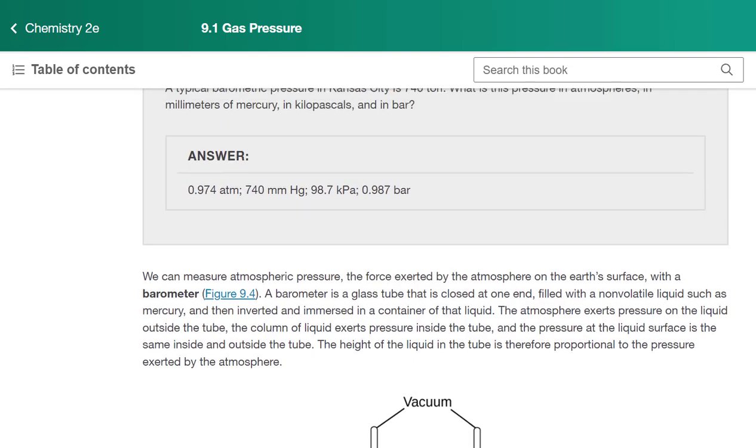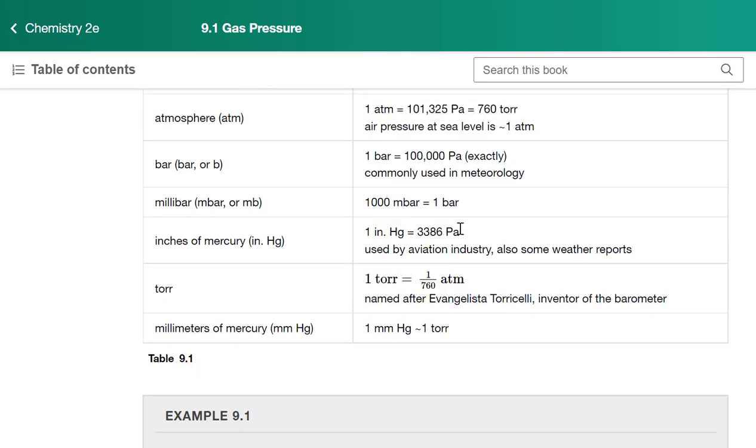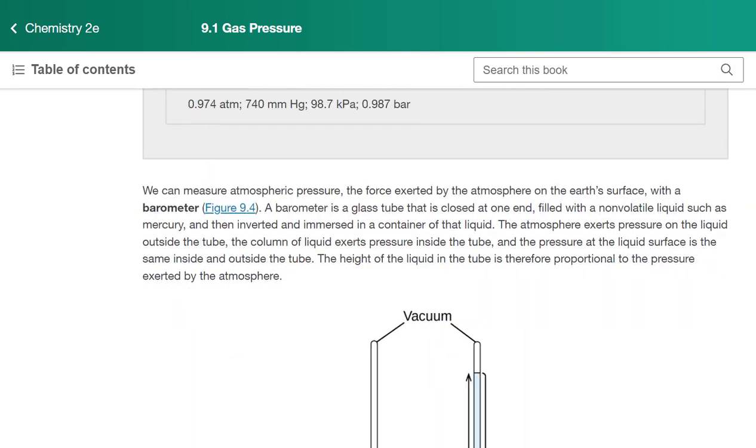So we're measuring a distance, but that distance is actually a measure of pressure. If you look up here, that's what we're talking about. We could do inches or we could do millimeters, often done in millimeters. So when we say a length as a measure of pressure, we're measuring how high that liquid goes within a barometer.